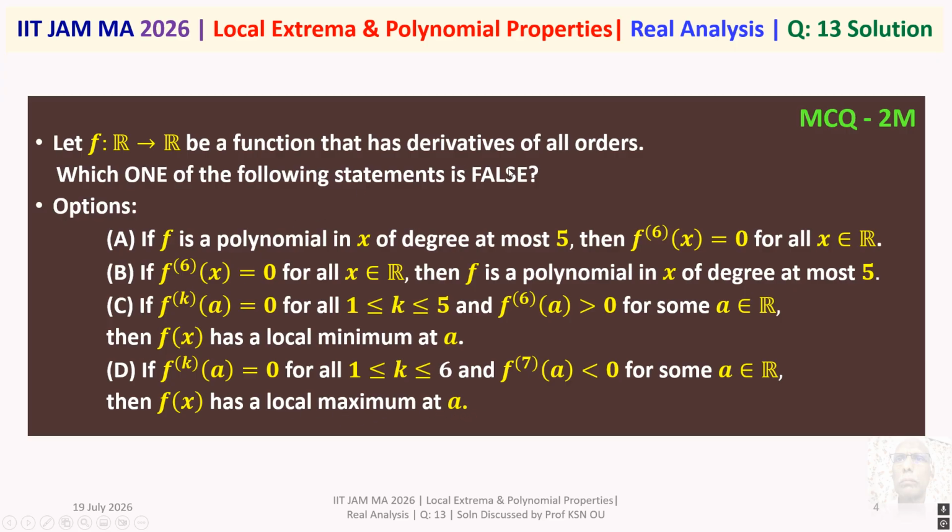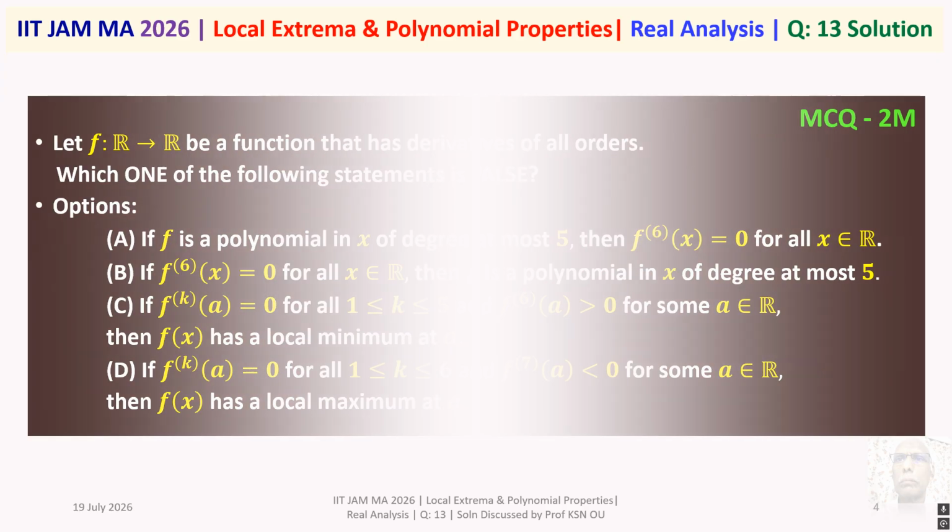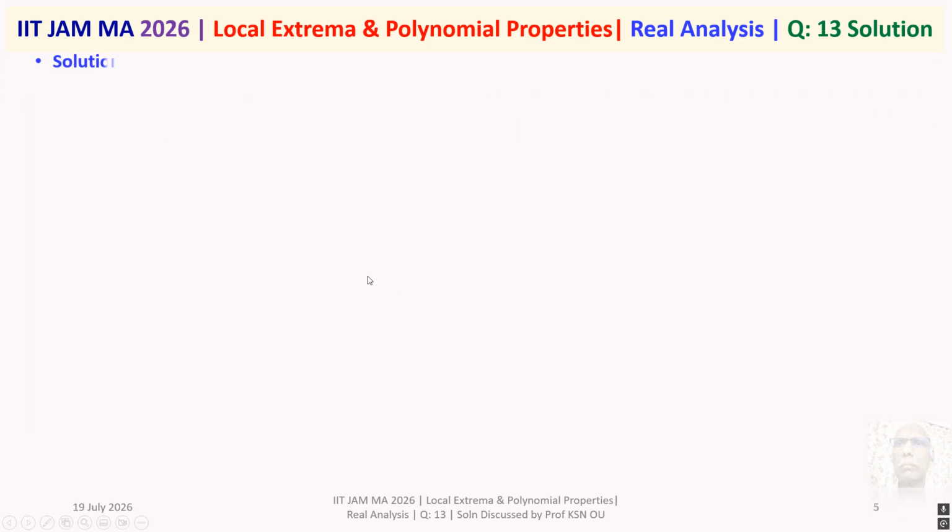So, the false statement is in options C and D, because options A and B are very easy and understandable, and we know how to do it. This question is a multiple choice question for 2 marks. There will be only one answer that will be true. Let's now discuss the solution of the problem in detail.